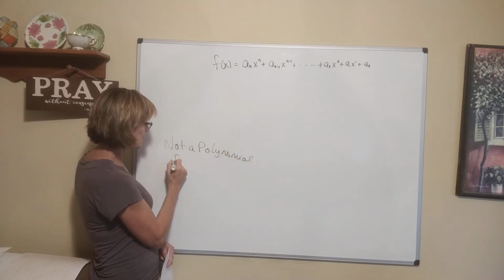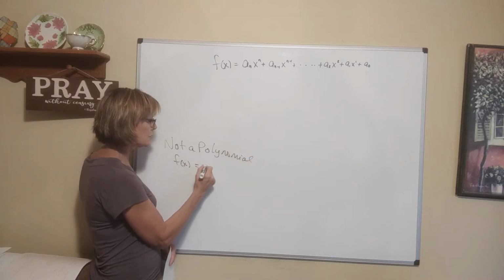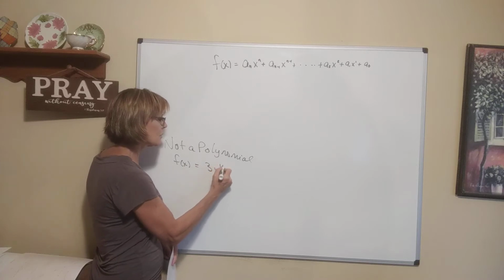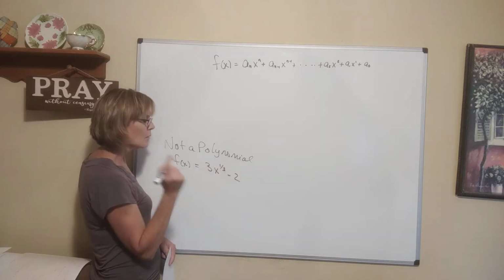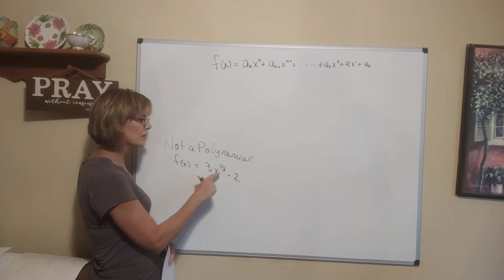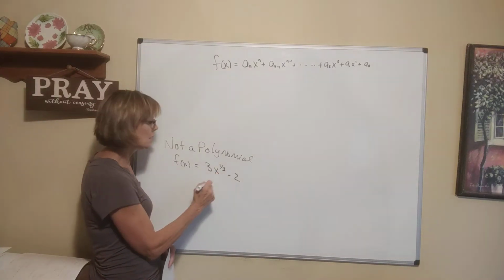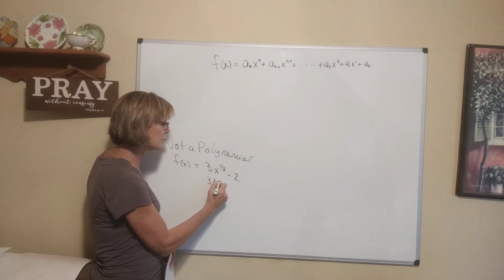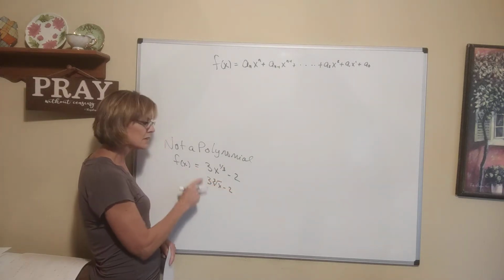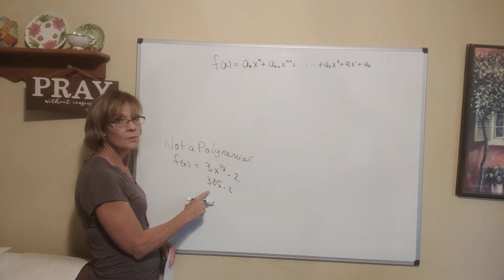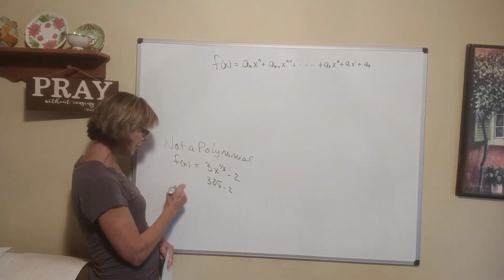Something like this: f of x is equal to 3x to the 1/3 minus 2. What's making this not a polynomial is this power right here, the 1/3. Fraction powers are radicals. So this is really 3 times the cube root of x minus 2. This is a radical function, not a polynomial function.